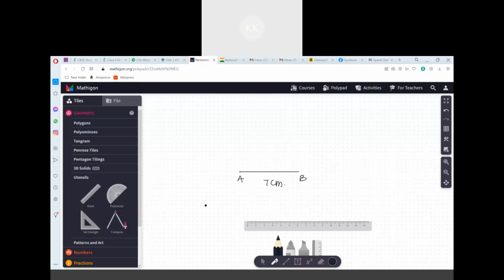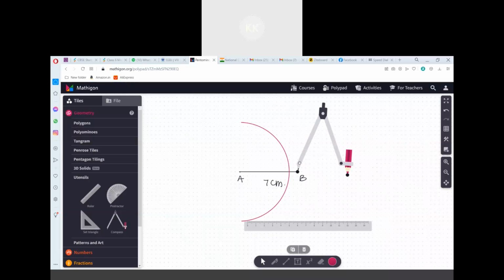Now with the compass, you have to measure more than half the length. This is more than half, you will all agree. On either side, I have to cut the arc. Here, in this compass, it becomes very difficult to cut the arc only to some part. I have to draw a circle-like thing.